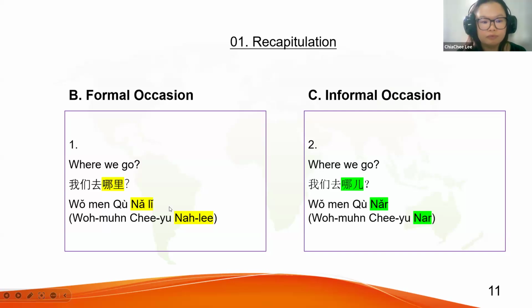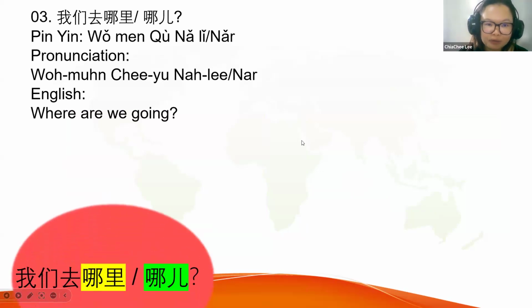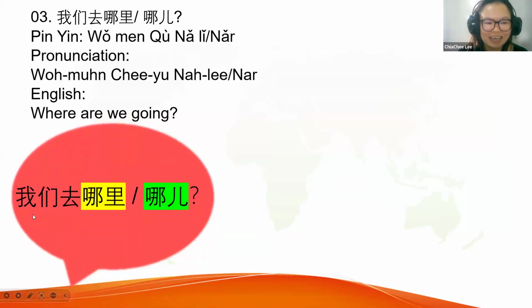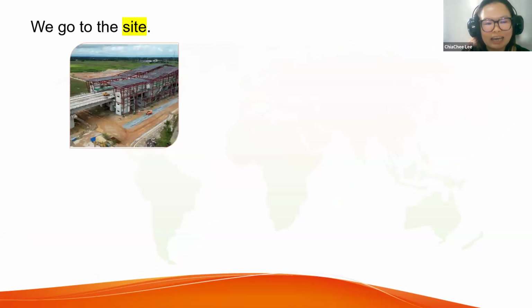So just keep in mind, whoever you want to talk to, 我们去哪里? When you have close friends, family, colleagues, 我们去哪? As easy as that. Now we have another pop quiz checking on where are we going? You can read it like 我们去哪里 or 我们去哪儿, they carry the same meaning. 你们去哪里? 你们去哪儿? 我去哪里? 你去哪里? 他去哪儿? All means the same. Where are we going? Is 我们去哪里?